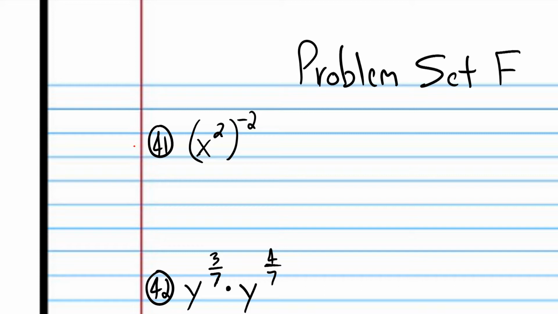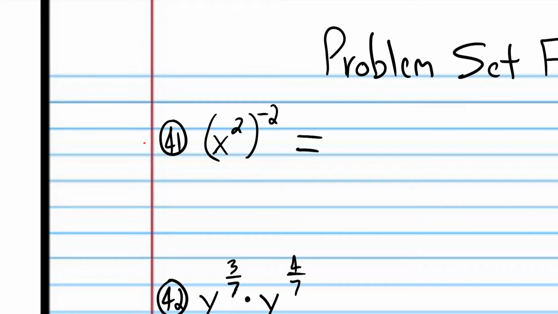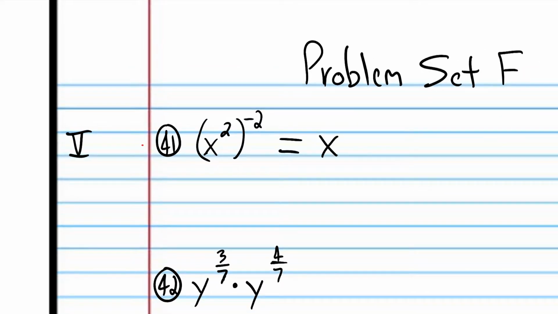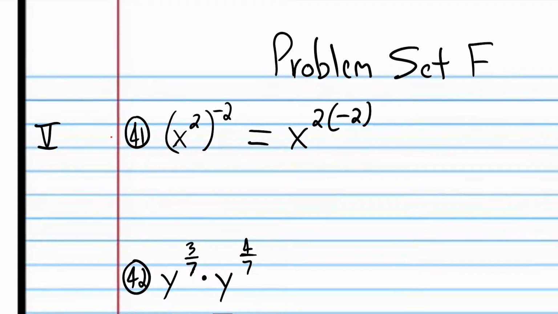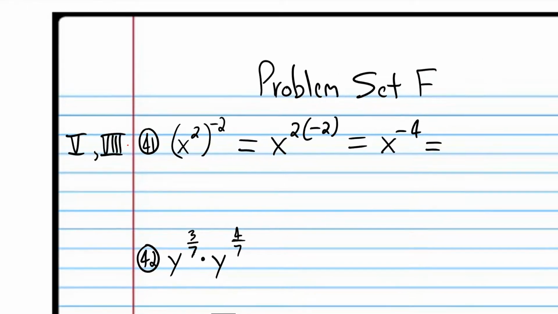All right, so number 41, let's do this one together. Obviously, it's rule number 5. So we have x to the 2nd power, raised to the negative 2. When you're raising a power to another power, you just multiply the powers, and we get x to the negative 4 power. And of course, we have to use rule number 8 to get rid of that negative power. We cannot leave our answer with a negative exponent.